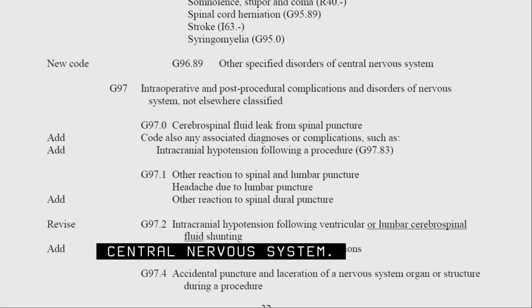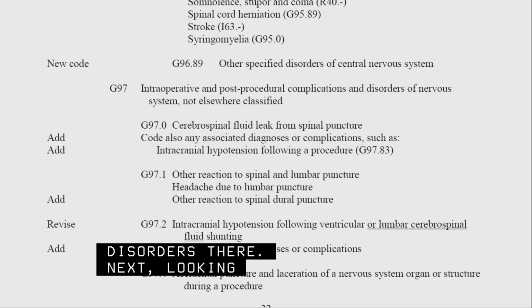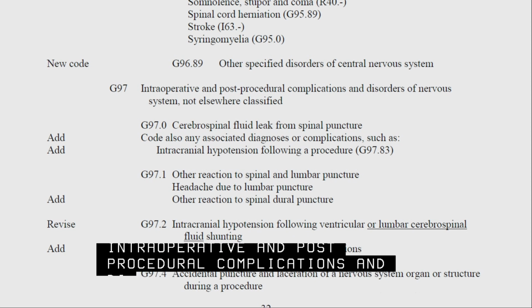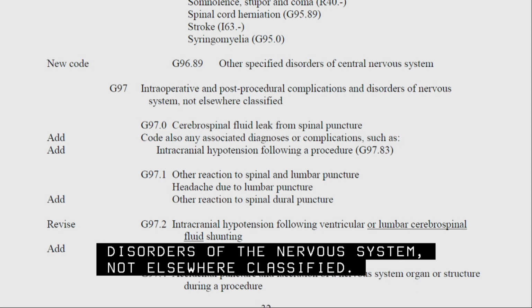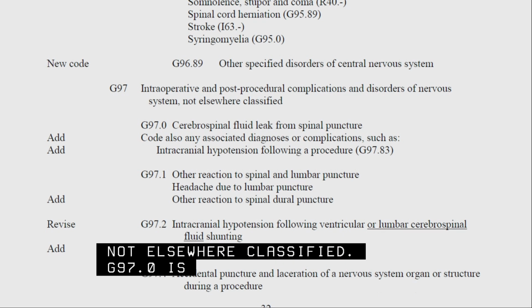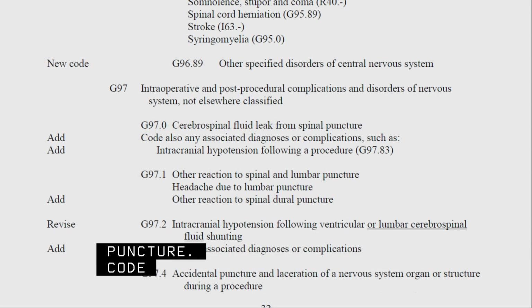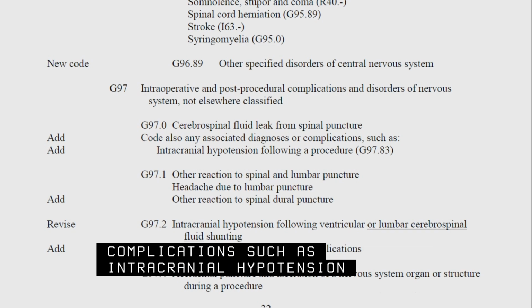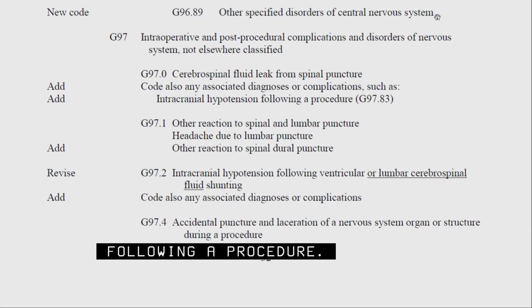Next, looking at G97, the intraoperative and post-procedural complications and disorders of the nervous system not elsewhere classified. G97.0 is for CSF leak from spinal puncture. We would add notes here. We would add code also any associated diagnoses or complications, such as intracranial hypotension following a procedure. And at G97.1, other reaction to spinal and lumbar puncture, we would add a note there, an inclusion for other reaction to spinal dural puncture.